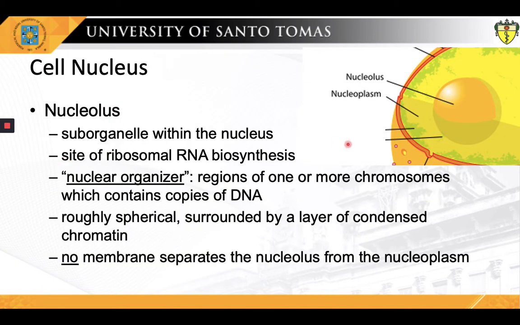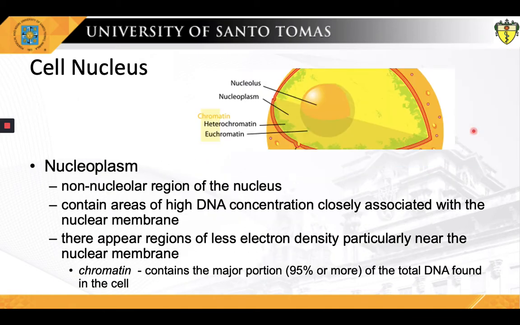The nucleolus is a very electron-dense suborganelle of the nucleus, easily recognized under the light microscope. The current belief is that the nucleolus is the site within the nucleus where ribosomal RNA biosynthesis occurs. The nucleolar organizer, a region of one or more chromosomes in the nucleolus, contains many copies of the DNA that direct the synthesis of ribosomal RNA. The nucleolus is roughly spherical, and is surrounded by a layer of condensed chromatin. No membrane separates the nucleolus from the nucleoplasm.